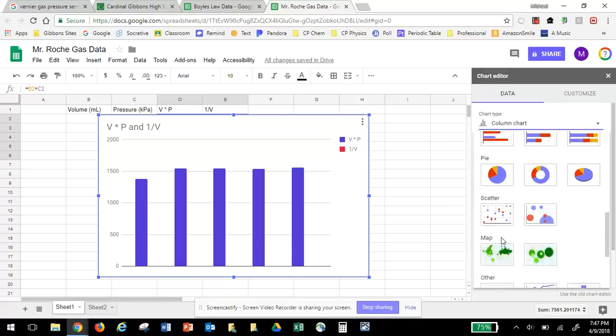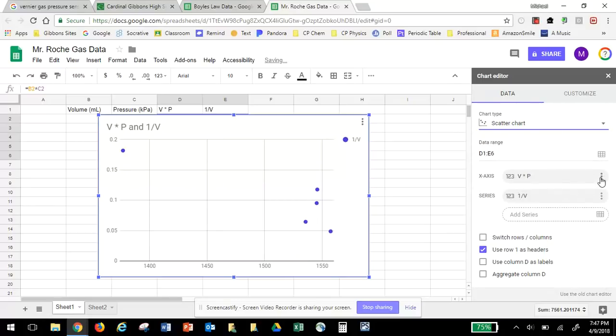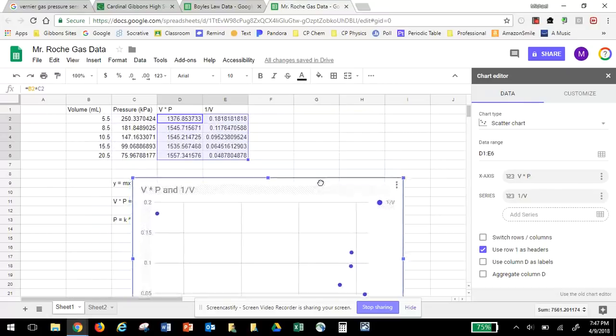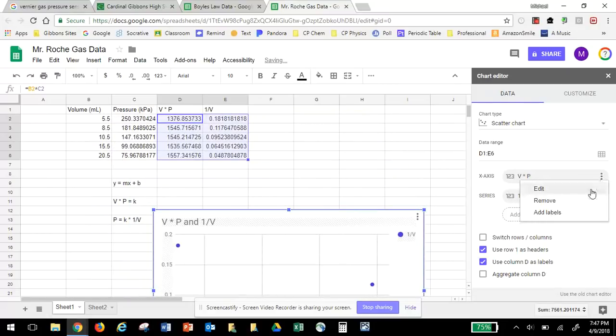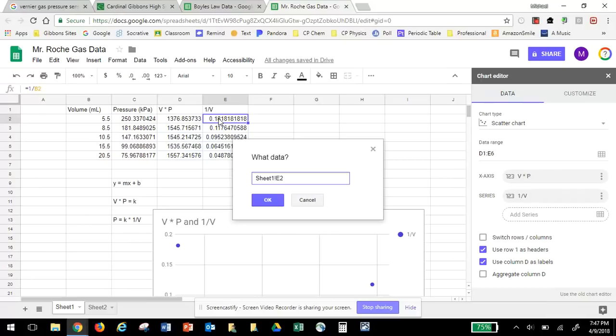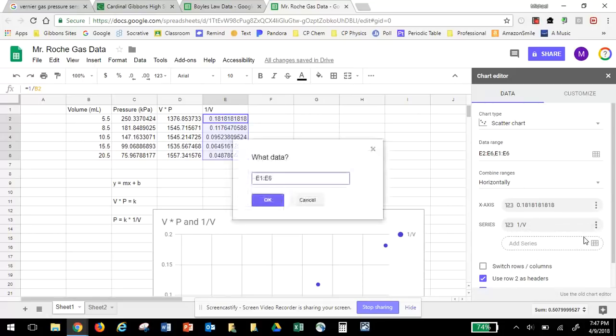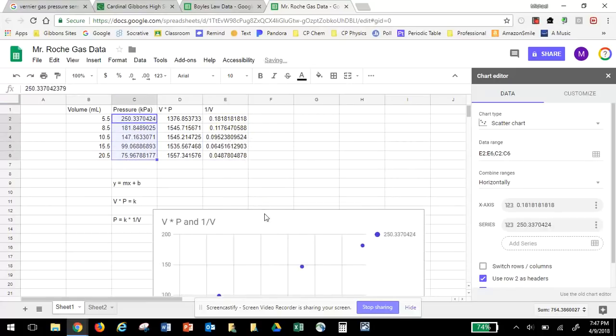So we've got to go to the scatter, and we need to edit the x-axis. We want the x-axis to be edit to be these values here. So we'll say okay there. And that maybe worked. And we want the y-axis to be the pressures. So we want that to be those there. All right, now let's take a look at this thing.